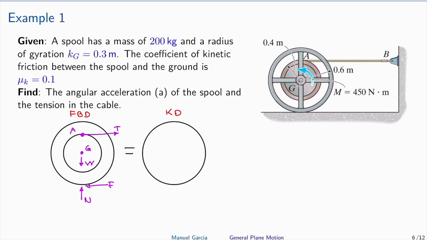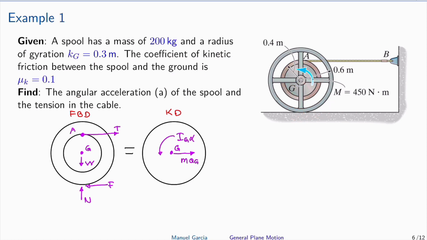And the kinetic diagram, we have our center of mass G. The acceleration has to be just in the x direction, so this is mass multiplied by the acceleration of the center of gravity, and we have the moment of inertia multiplied by alpha, and alpha is counterclockwise, so Ig multiplied by alpha.